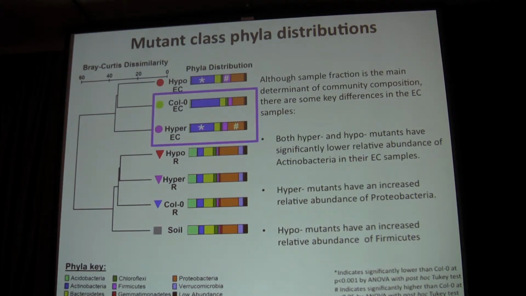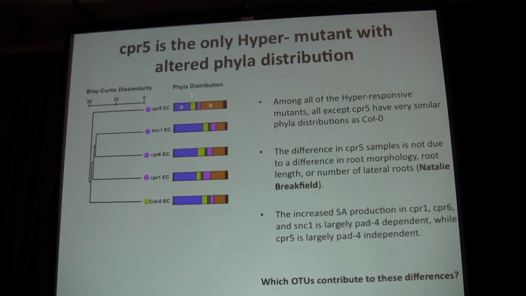So when we break out the hyper genotypes, which ones do we see have this difference in the actinobacteria and proteobacteria? And when we look at those, we see that there's only one genotype, CPR5, which has this difference. The others look just like wild type.